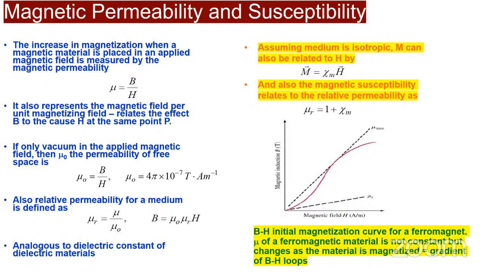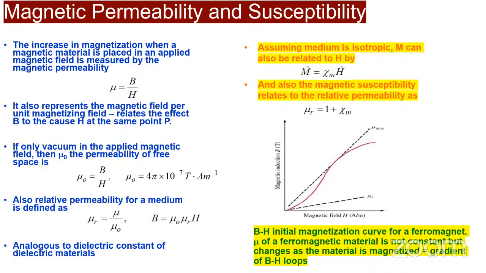Now the magnetic permeability and magnetic susceptibility are interrelated terms. The increase in magnetization when the magnetic material is placed in an applied magnetic field is measured in terms of magnetic permeability, how quickly and how largely it is going to magnetize. So it represents the magnetic field per unit magnetizing field. This is the effect of B to cause H at a given point of H.